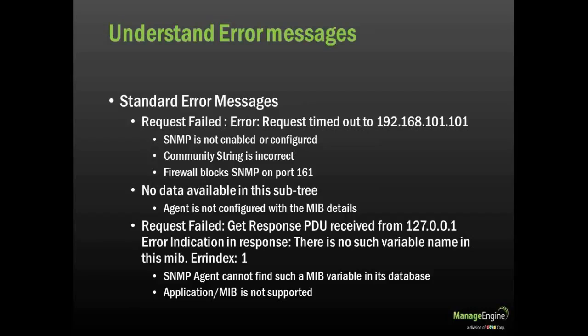The third one reads like request failed, get response PDU received from 127.0.0.1, error indication in response, there is no such variable name in this MIB, error index 1. This can happen when the SNMP agent cannot find such a MIB variable in its database, or the application or the MIB is not supported by the managed device or its agent.